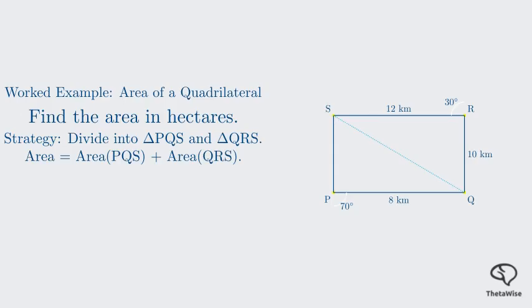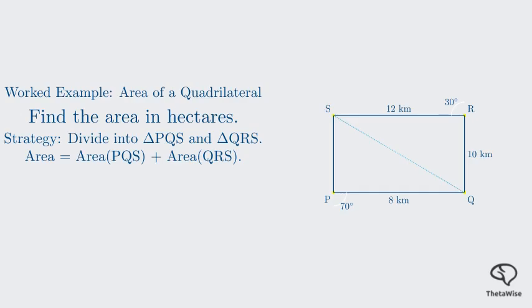First, let's find the area of triangle PQS. To do this using our formula 1/2 ab sin C, we need two sides and their included angle. We have PQ equals 8 kilometers and angle QPS equals 70 degrees, but we don't know the third side PS or the included angle at Q.